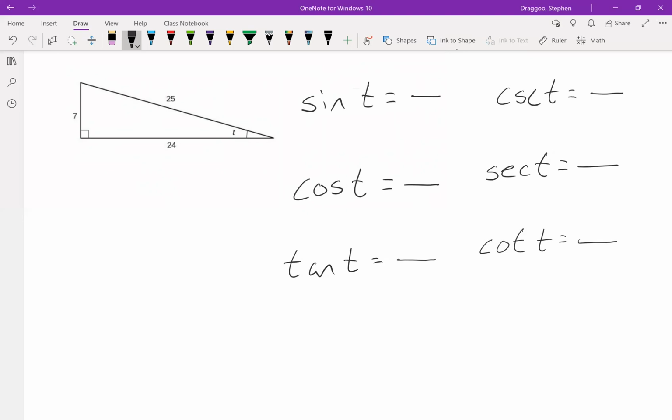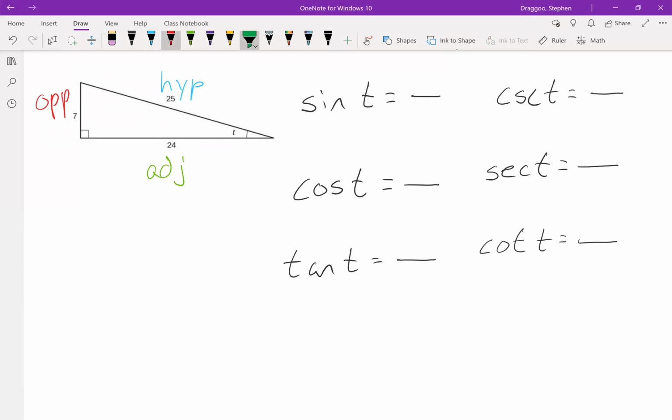And I'll come back through and label my sides once again. So my hypotenuse is still in the same spot. It's the one that's opposite the right angle. It's always the longest side. Next, I think we labeled the opposite side in red, the adjacent side in green, since the angle we're interested in this time, t, is in that lower left corner.